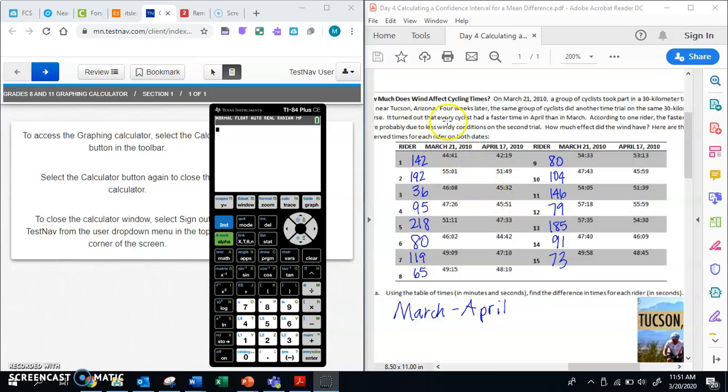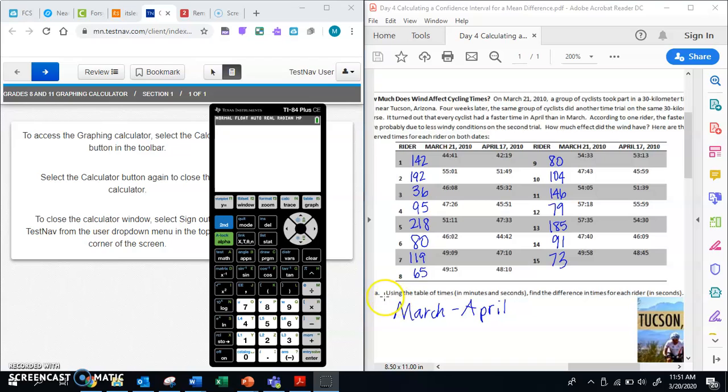The example in the notes asks, how much does wind affect cycling times? They had the same group of cyclists riding the same track, the same distance, on two different days. One was March 21st, 2010. The other was April 17th, 2010. The wind was different on both days, so they wanted to see if that affected the outcomes. They tracked the times for each of the cyclists on both events. So we have 15 cyclists, and a time for their March 21st time and April 17th time.